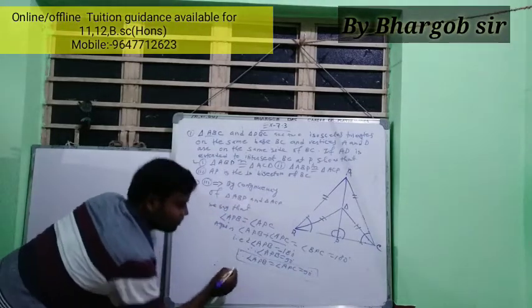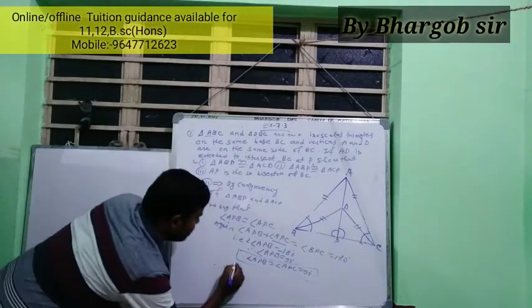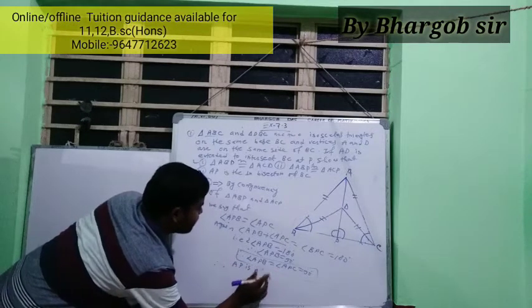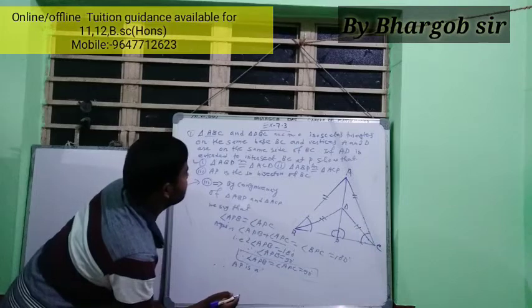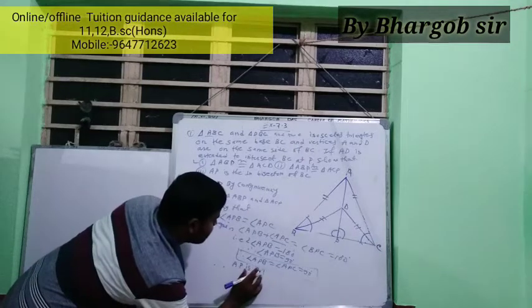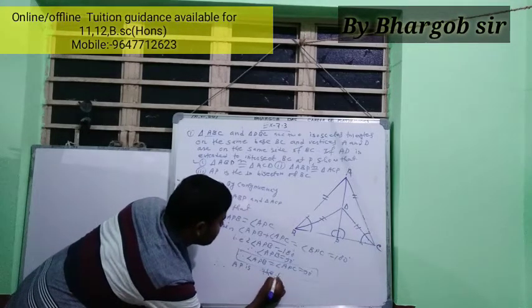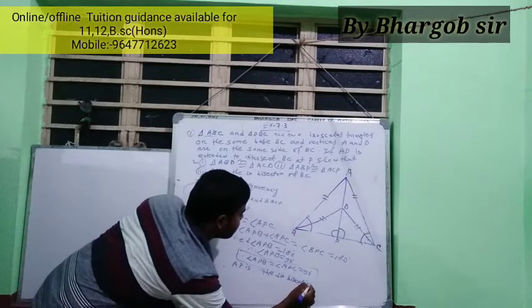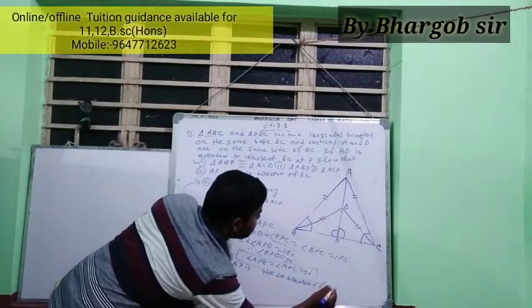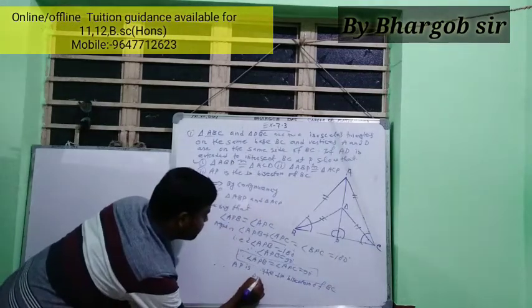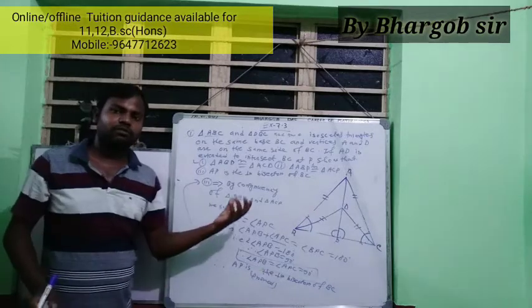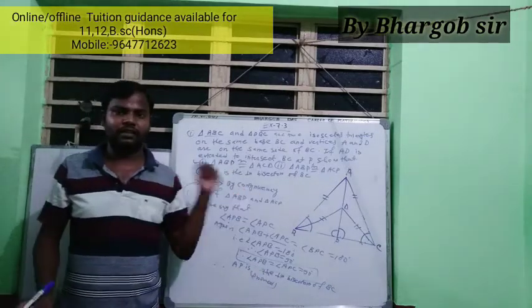Therefore AP is the perpendicular bisector of BC. Proof. Okay, that was the full proof of this mathematics.